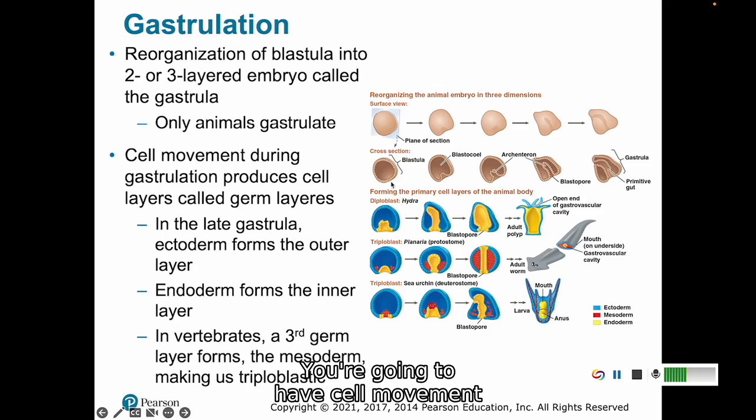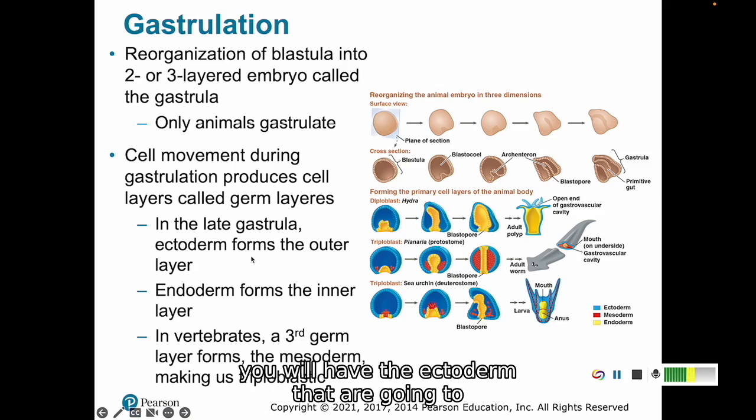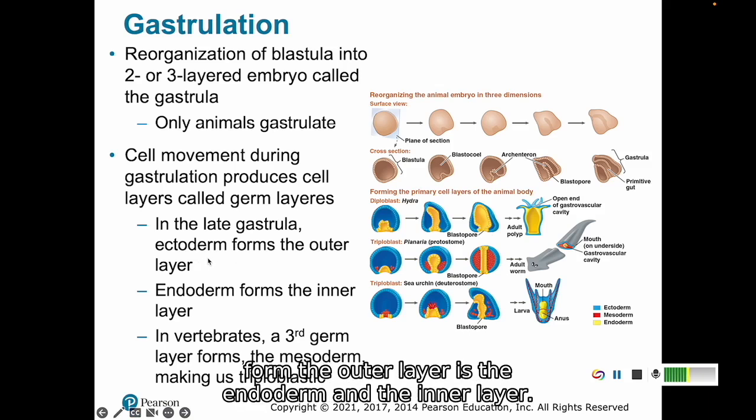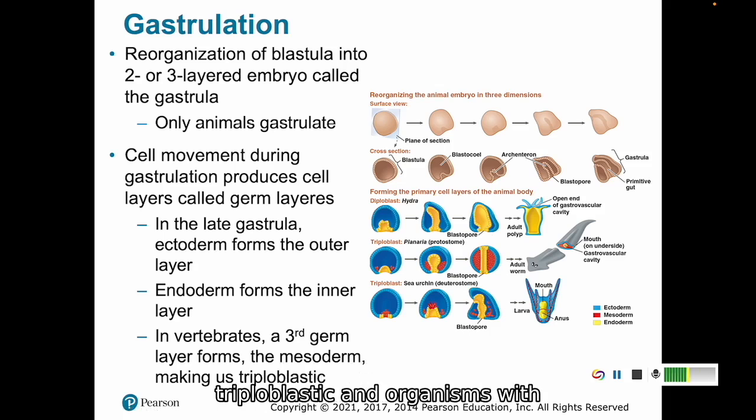And you're going to have cell movement throughout these processes, and that will form layers. And these cell layers are called germ layers. That word germ refers to like germinate, growing. So this is how the embryo is growing. Eventually, in the late gastrulation stages, you will have the ectoderm that is going to form the outer layer, the endoderm in the inner layer, and if it is a 3-layered embryo, that middle layer is called the mesoderm. Organisms with 3 layers are triploblastic, and organisms with 2 layers are diploblastic.